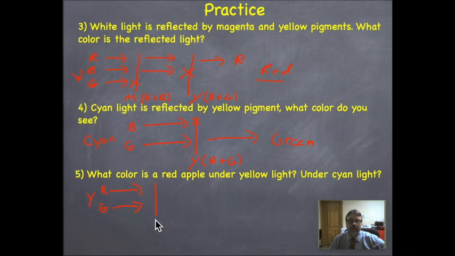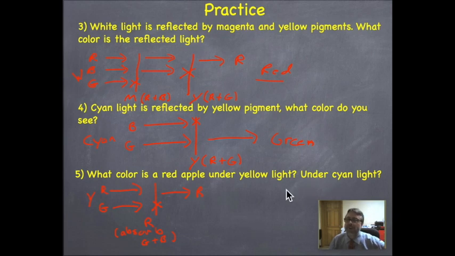But it's striking a red apple. Well, the red apple looks red because it's trying to take away all the light other than red. An apple doesn't glow. That would be a bad apple. An apple can only reflect the light that's around it. So a red apple is going to absorb green and blue. So the green light's going to go away, and under yellow light, my red apple will still appear red.